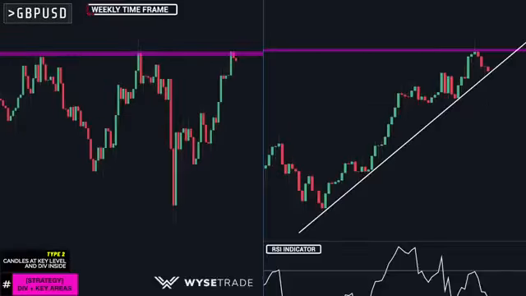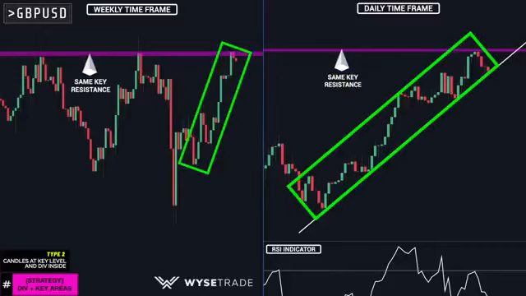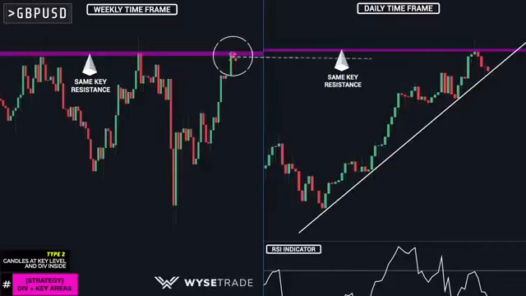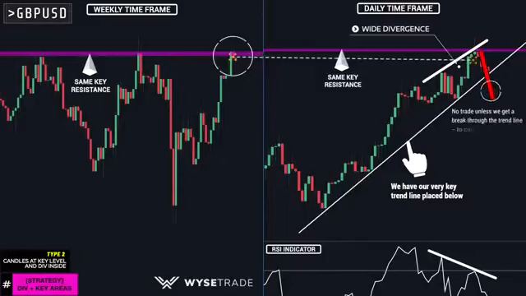So on the left is the weekly time frame, and on the right is the daily time frame. Same resistance level, same uptrend. And this area here on the weekly is the same area here on the daily. Now, notice that you have great divergence that is formed right at this key level of resistance. We then placed a trend line below. So you should already know where we go from here. We do not start looking for short trade entries unless we have a break of this key trend line.